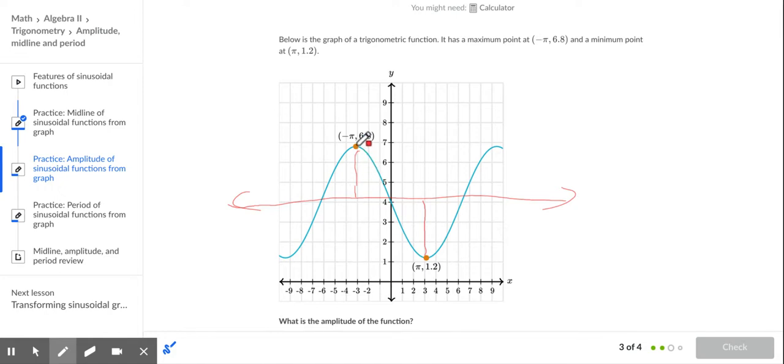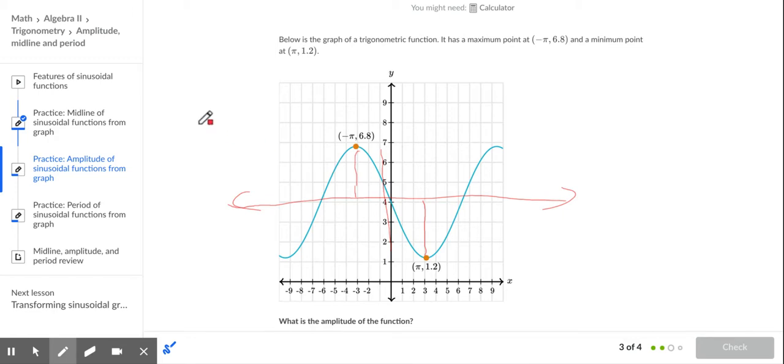So what if I knew the distance from the maximum to the minimum? So what if I just had this distance? Well, if I had this whole distance and I divided it by 2, then I would have this distance, right? So I can just get the distance from the maximum to the minimum and divide it by 2. I don't need to find the midline.